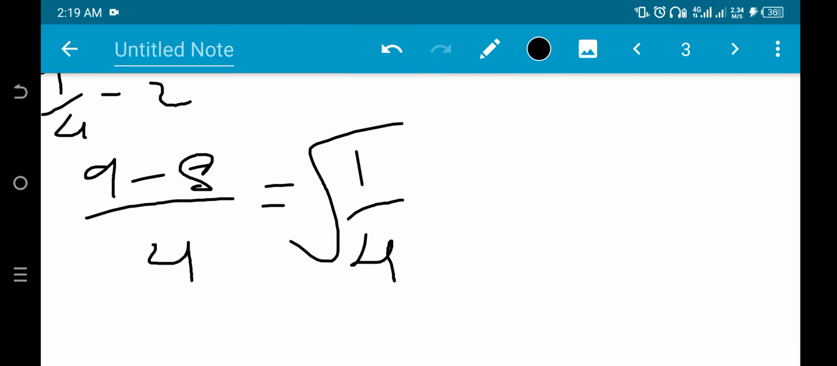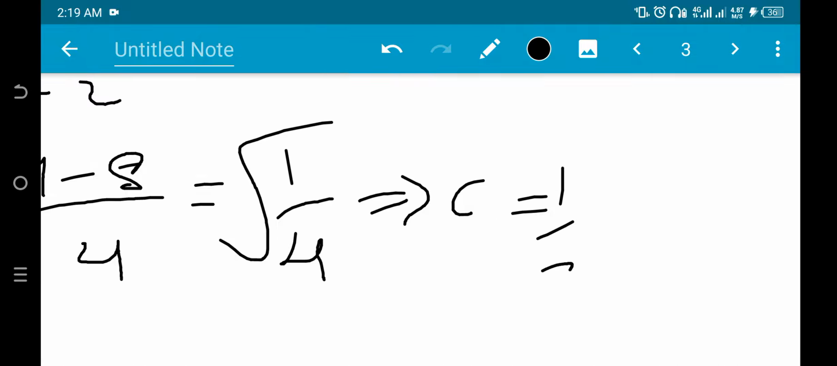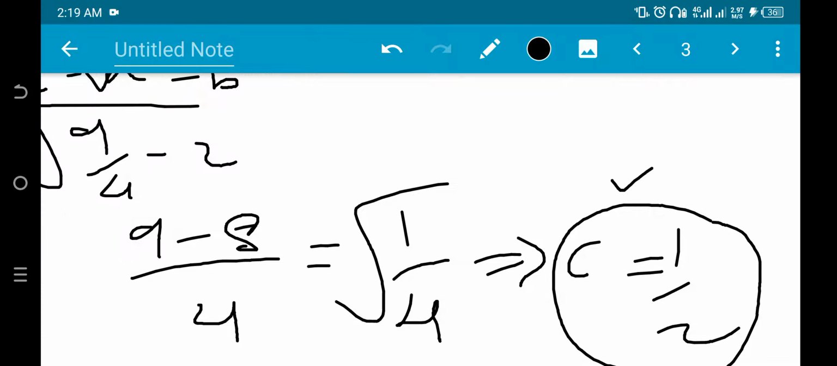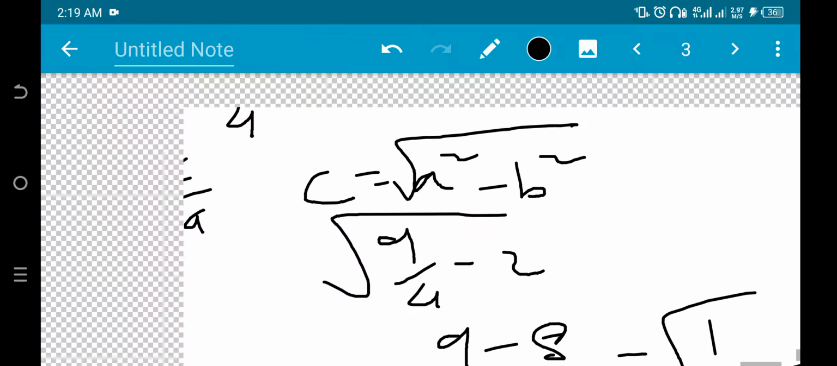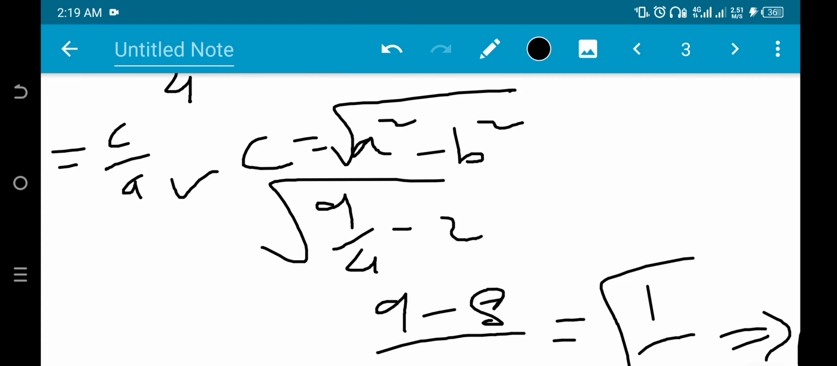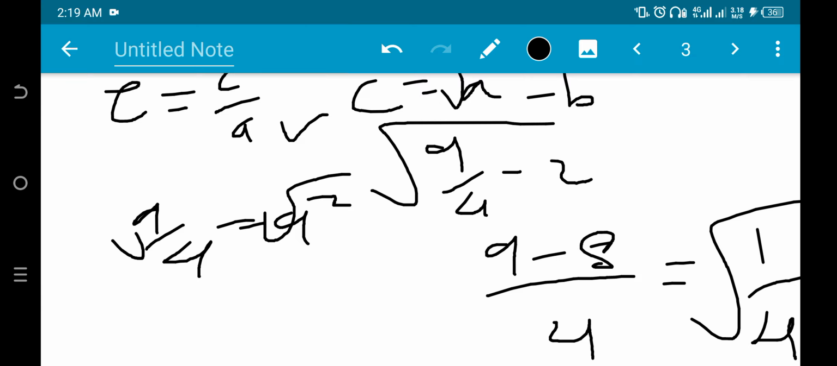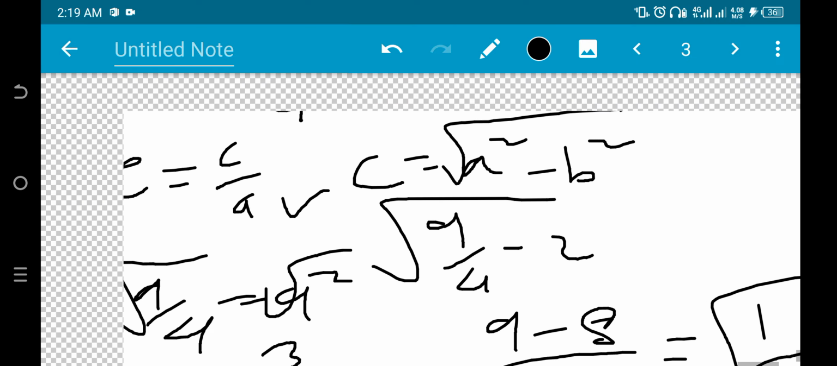So this says c is equal to 1 over 2. This is our c. Our c is equal to 1 over 2. So now, since we have found c to be 1 over 2, and we need a, we know that a squared is 9 over 4. So taking the root, a is equal to 3 over 2. So now we just need to follow the formula.